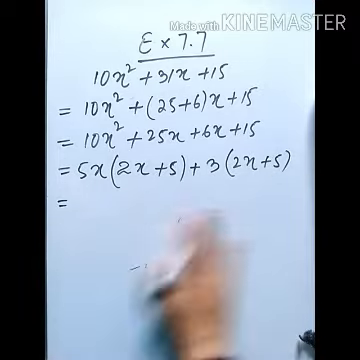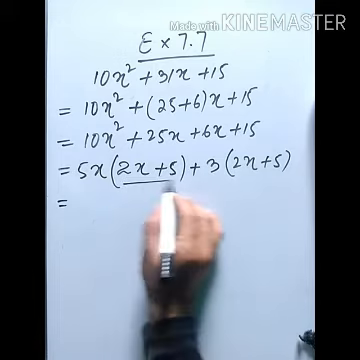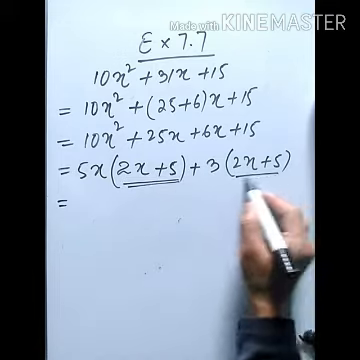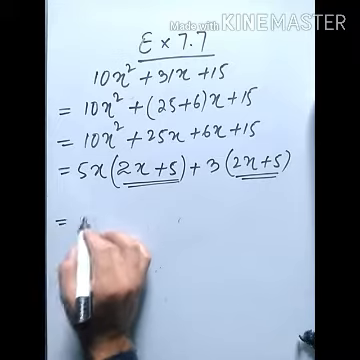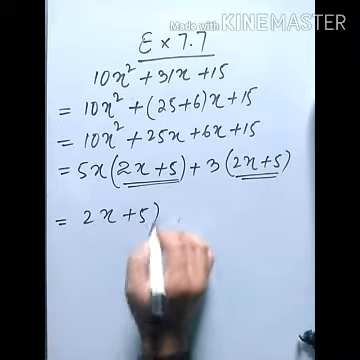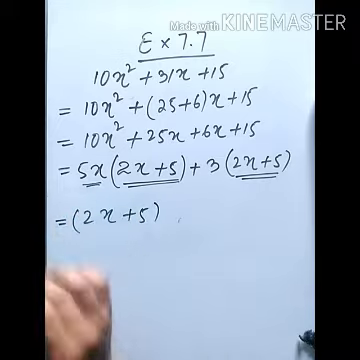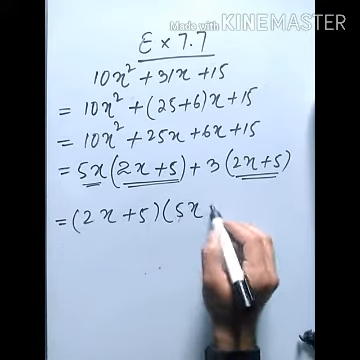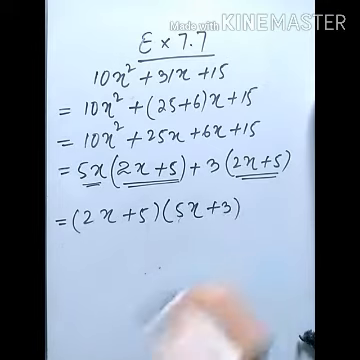So the next step will be 2x plus 5, 2x plus 5, it's common, so 2x plus 5. Remaining is 5x plus 3. Okay, we have done the factorization and we'll be moving to the next question.